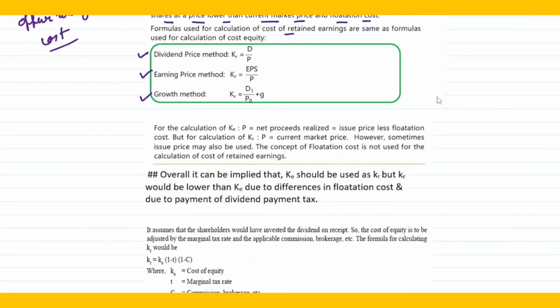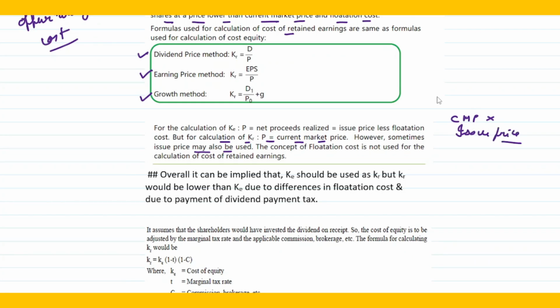First line you can leave. The second one says for the calculation of KR, P is what? P is the current market price. We already know that. However, sometimes the issue price may also be used, right? In case the current market price of the share is not given, in that case you may even use the issue price also, right?